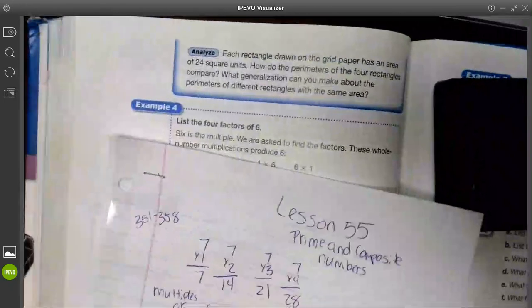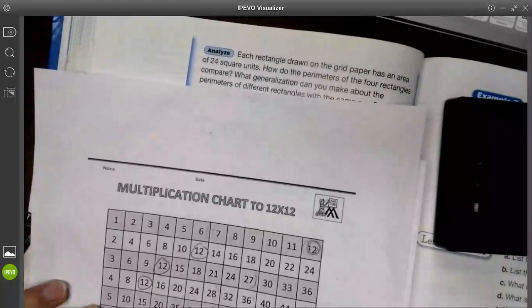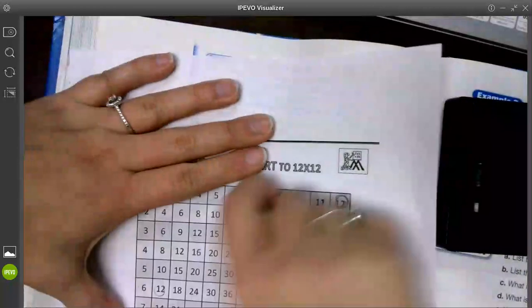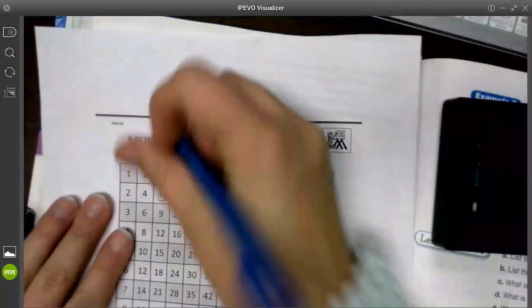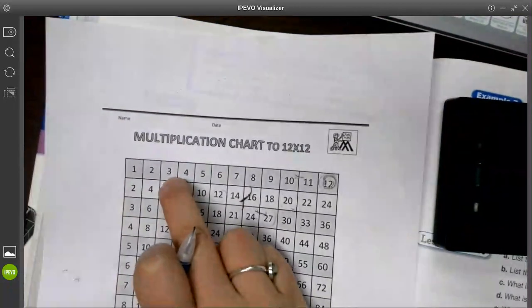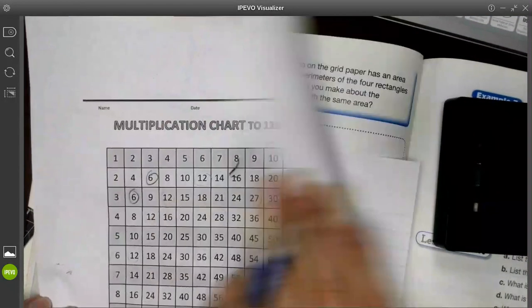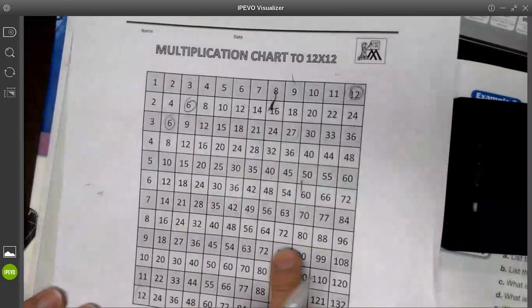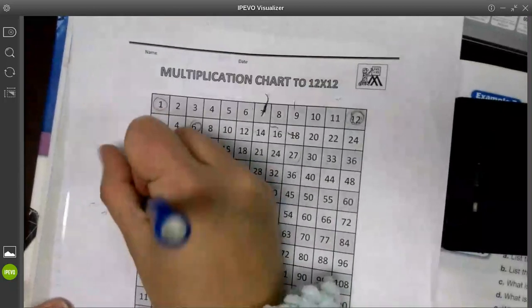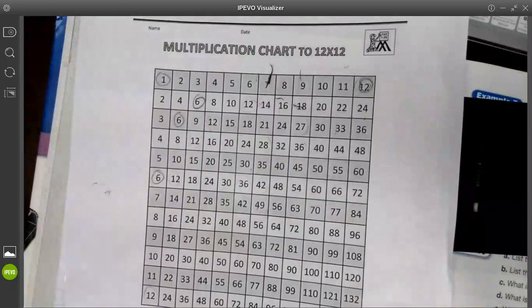All right, list the factors of 6. So this is where we look at 6 and see what factors. So you can use your multiplication chart again, this time to find the factors of 6. So there's one pair of factors, 3 and 2. Oh, 2 and 3, that's the same factor pair. Then let's look. Oh, so we have 1 and 6. But we don't have anything else.